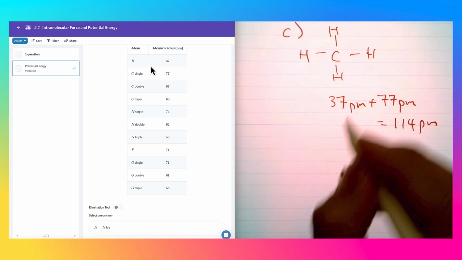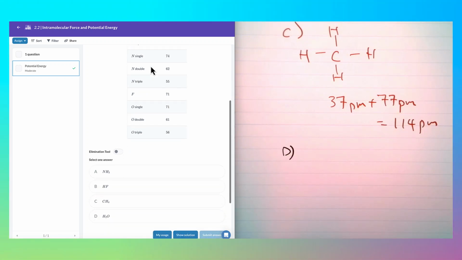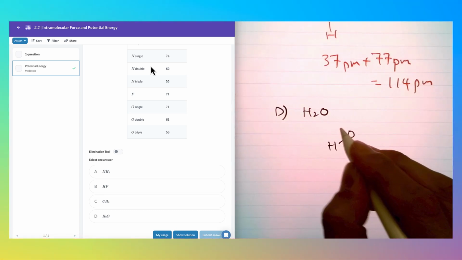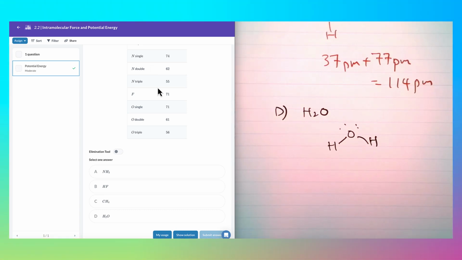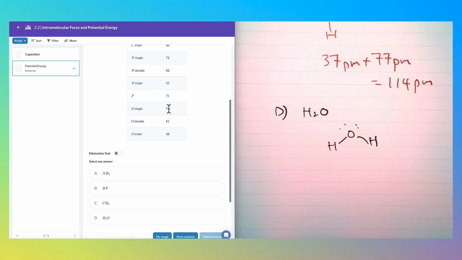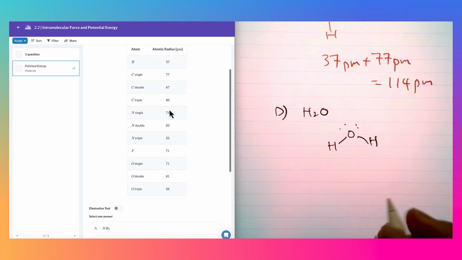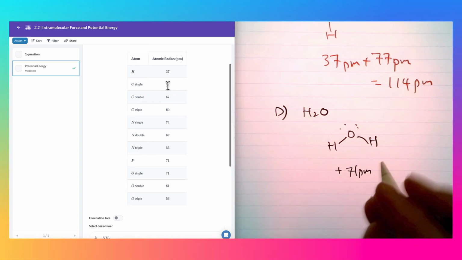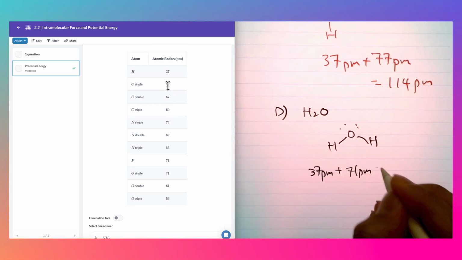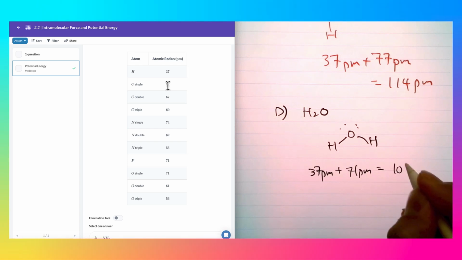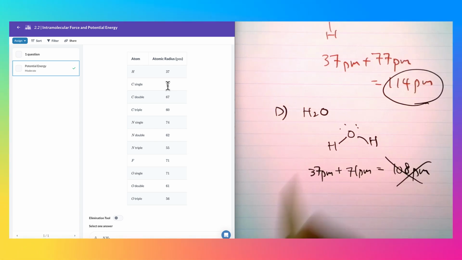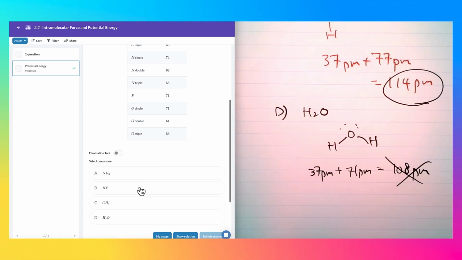How about choice D? In choice D, we have H2O. Oxygen single 71 picometer, and for hydrogen we have 37. When you add this up, you get 108, and that's smaller. So you want to choose the largest, and that happens with the CH4 among the 4 choices we have.